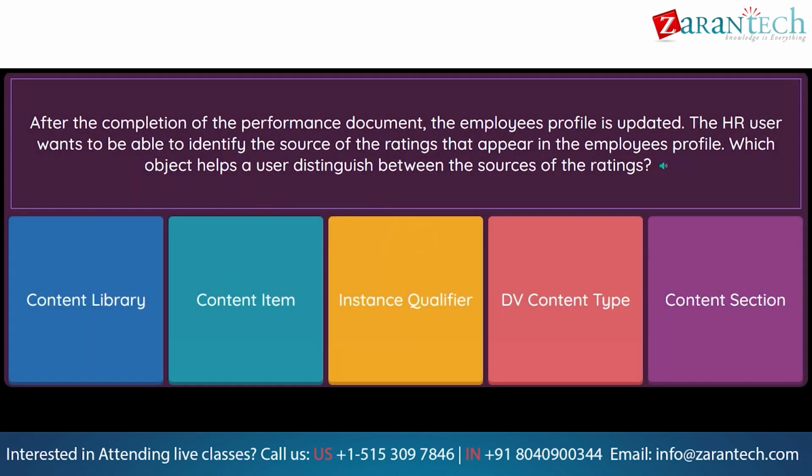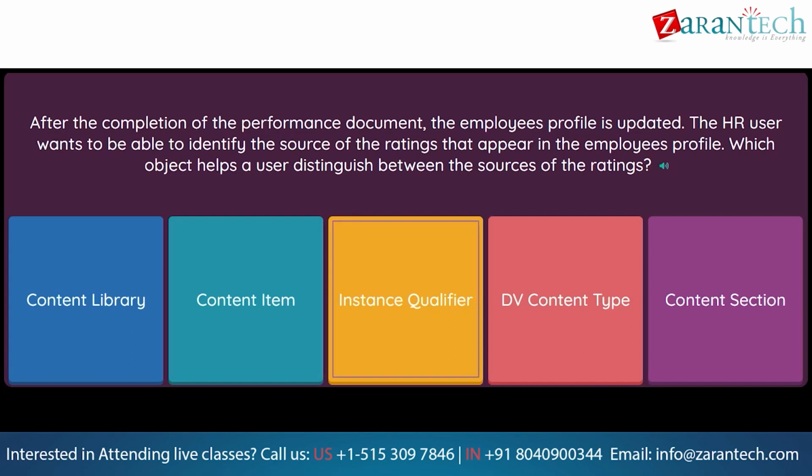Question: After the completion of the performance document, the employee's profile is updated. The HR user wants to be able to identify the source of the ratings that appear in the employee's profile. Which object helps a user distinguish between the sources of the ratings? Option 1: Content library. Option 2: Content item. Option 3: Instance qualifier. Option 4: DV content type. Option 5: Content section.